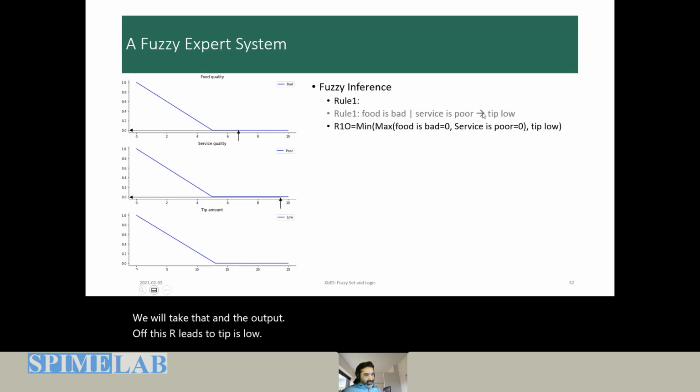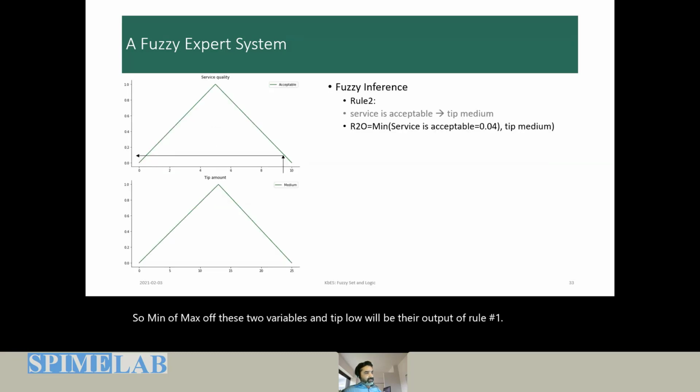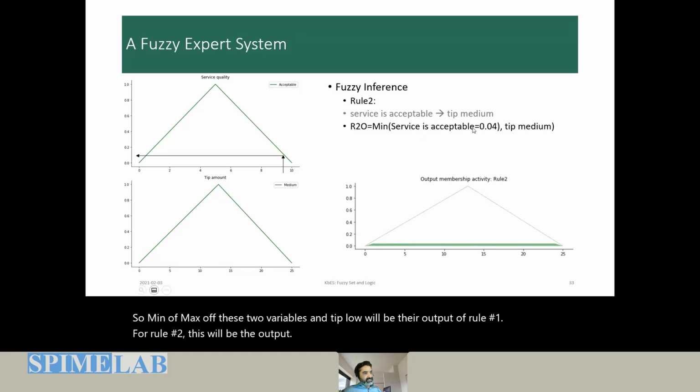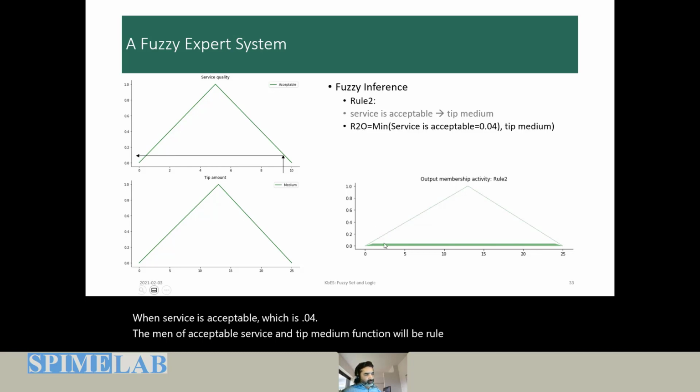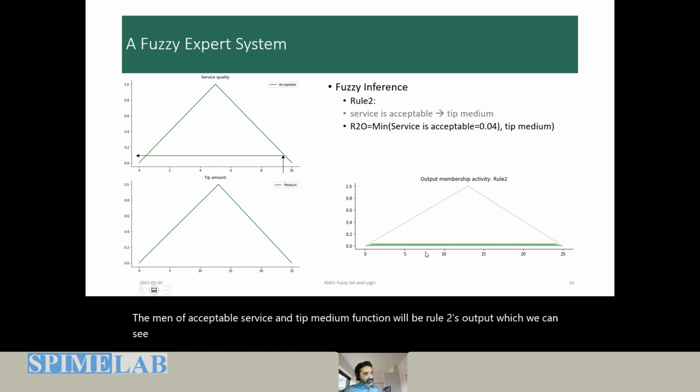So this arrow sign will be represented by min. So the min of the max of these two variables and tip low will be the output of rule number 1. For rule number 2, this will be the output. When service is acceptable, which is 0.04, the min of acceptable service and the tip medium function will be rule number 2's output, which we can see here, this shaded area.